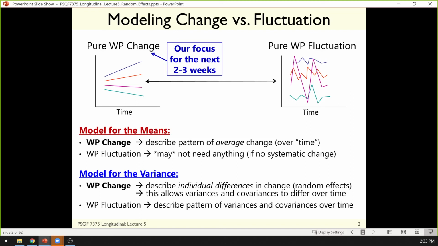Random slope models predict that variances change over time in a particular way and that covariances change over time in a particular way. So it's another set of options for how we describe the total pattern of variance and covariance across occasions.